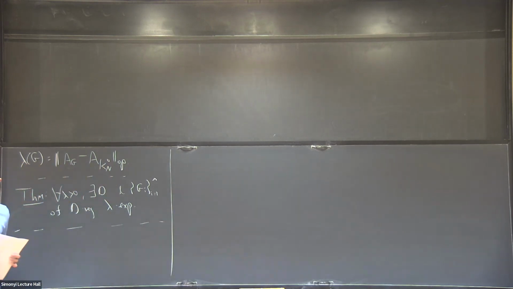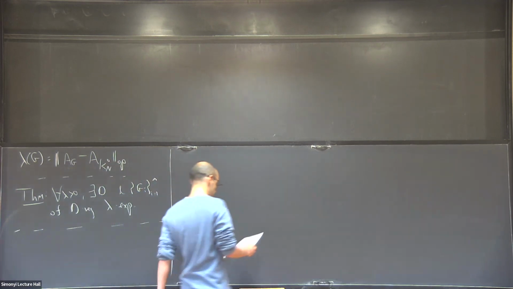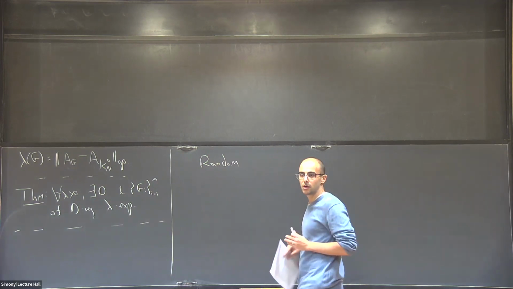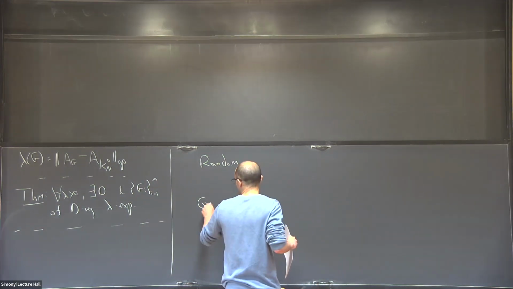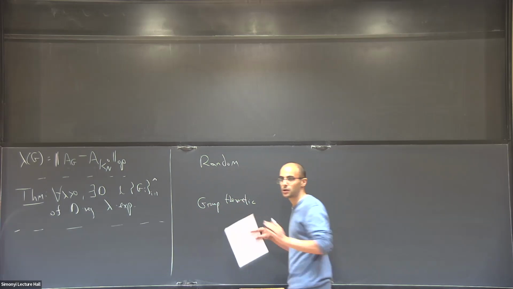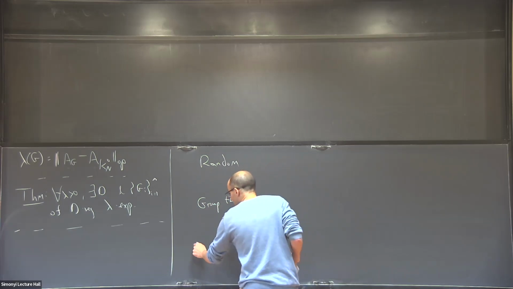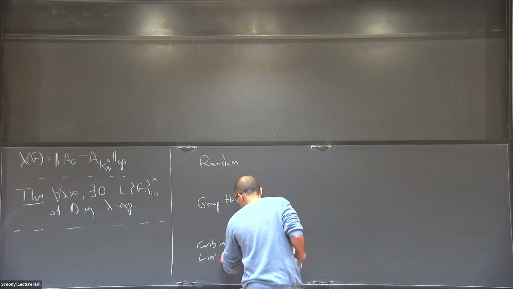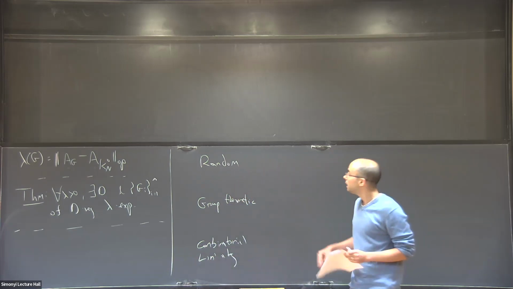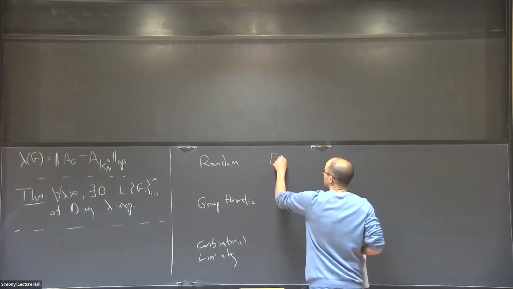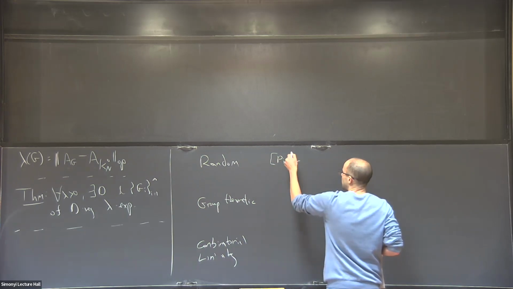So who proved this theorem, or where can we get sources of expander graphs? I like to divide them into three sources: random constructions or random graphs, group theoretic constructions, things that come from properties of groups, and maybe more elementary constructions. So I'll write here combinatorial and linear algebraic. And so even in the 70s, Pinsker observed that random regular graphs are excellent expanders.